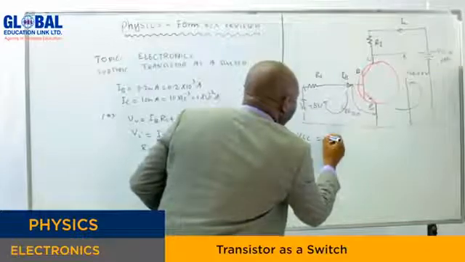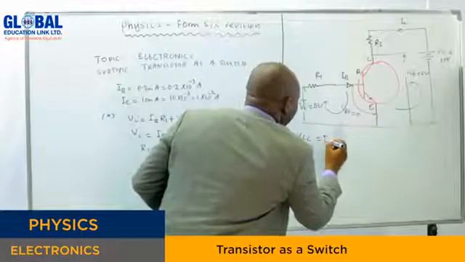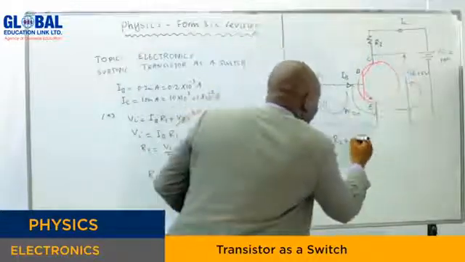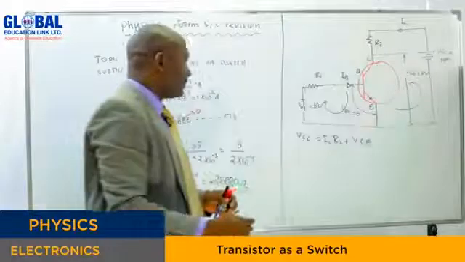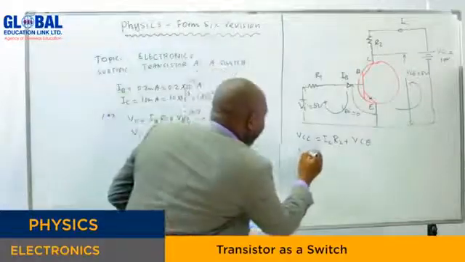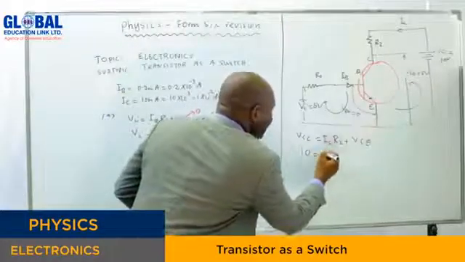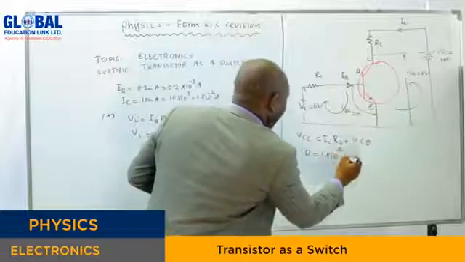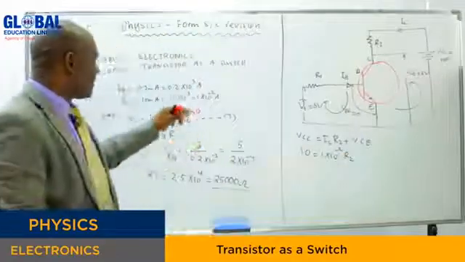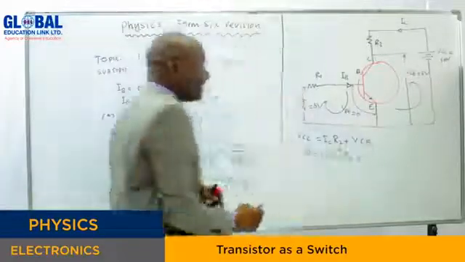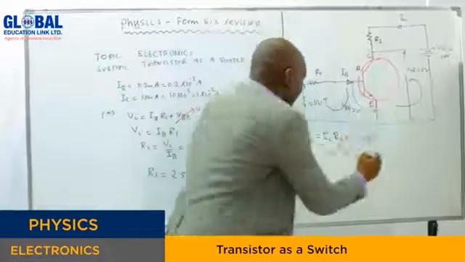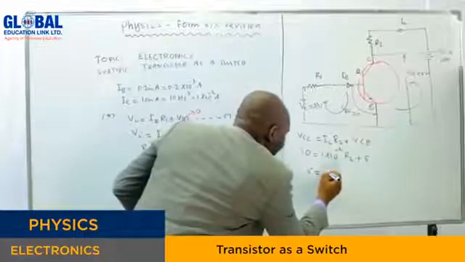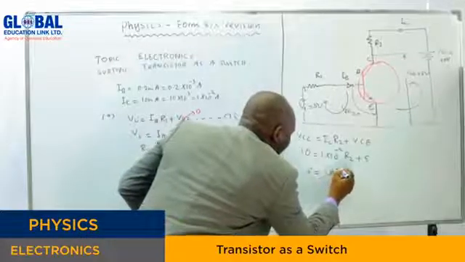R2, I mean this is I, this is the collector current times R2, plus the voltage across this junction as VCE. Our VCC is 10. Our IC is given 1 times 10 negative 2. We have R2, which we are looking for, plus our VCE is given as 5. So you have 10 minus 5, which gives us 5, which is 1 times 10 negative 2 R2.